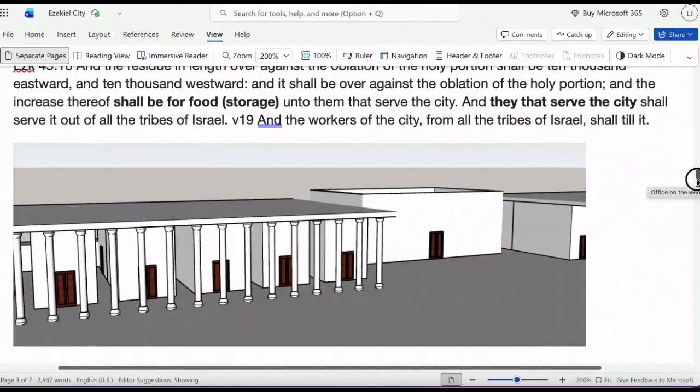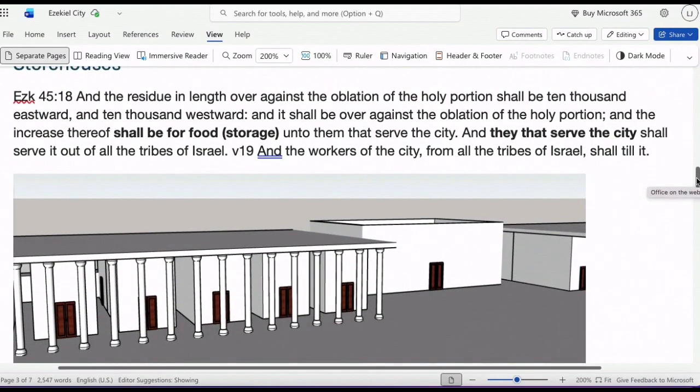And then, now, the storehouses, we can read this in Ezekiel 45:18, the residue and the length of the holy portion. We talked about that before. And the increase thereof shall be for food or storage, food storage, unto them that serve the city. And they shall serve the city, shall serve out of the tribes of Israel. And the workers of the city from all of the tribes of Israel shall till it. Now, there's no farming in the city. What this is talking about is the holy precinct area that's outside, which we'll talk about in the next video.